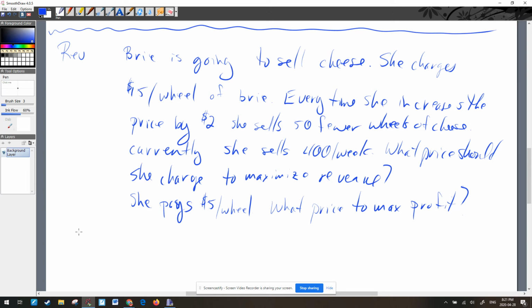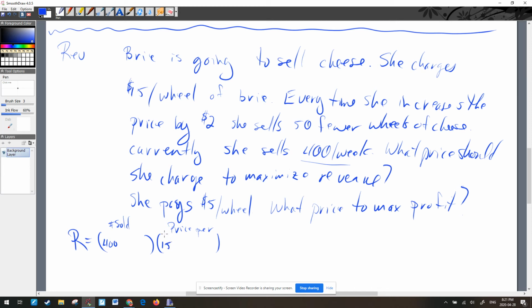So we're going to need to make a revenue equation. So revenue, we know, is equal to the number sold times the price per. Okay, and so I'm going to set that up. Right now she is selling 400 per week, and the price that she's selling them at currently is $15.